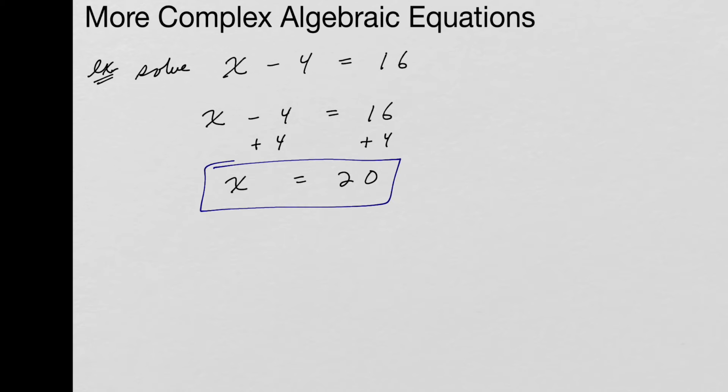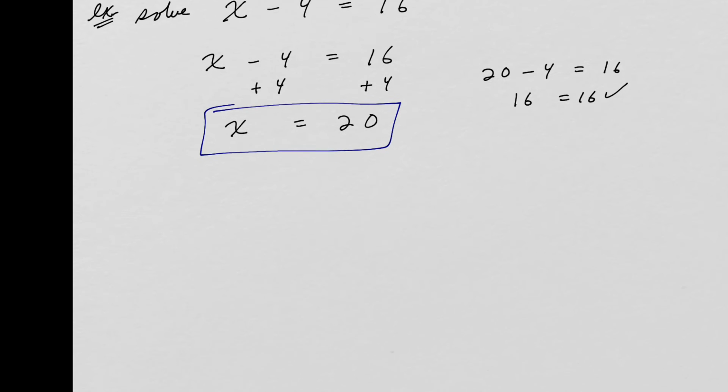And remember, we can check it by plugging it back in, right? If I plug this back into the original equation, so where I have an x, I plug in a 20. And notice that 20 minus 4 is 16, that equals 16, so it checks. So we know that we have the correct solution. But it was just a single step, right, to get that answer. Let me give you one more example.